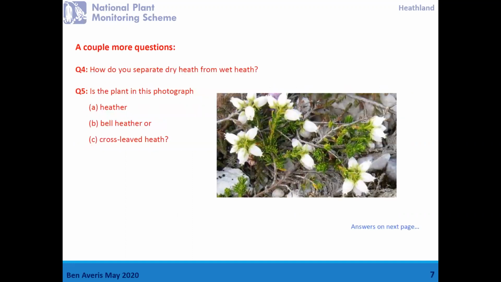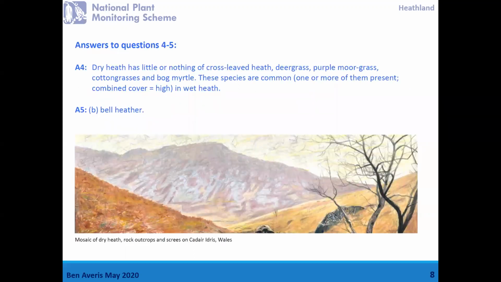Another couple of questions. Yes, how to separate dry heath from wet heath, and what's this in the photo? Ordinary heather or bell heather or cross-leaved heath. People talk about white heather sometimes, don't they? Let's have a look at the next page here, and there's the answer to those.